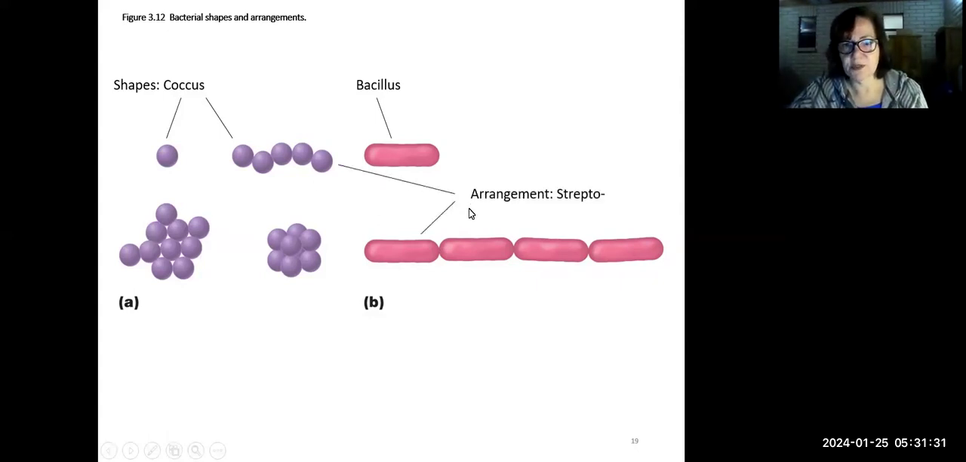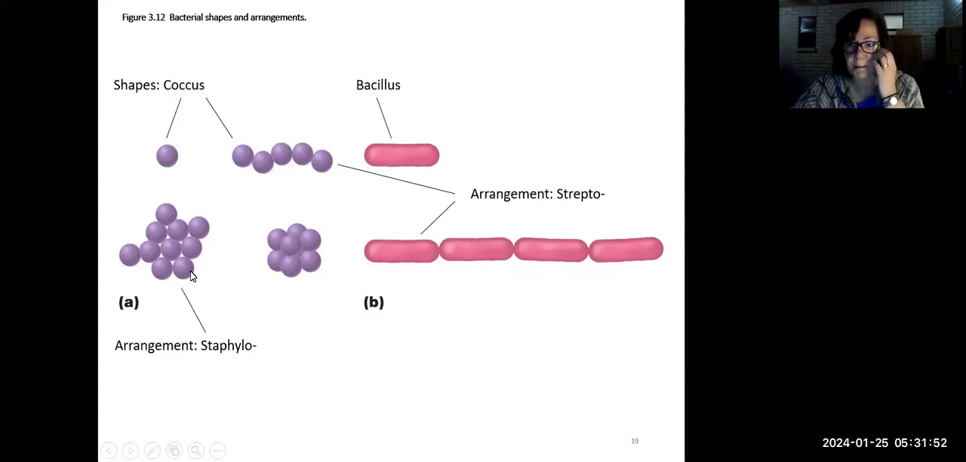So this arrangement, the first one, is strepto. So put the arrangement plus the shape of the cells. This would be a streptococcus, and this would be a streptobacillus. And then finally, here's the staphylo. So this would be a staphylococcus bacterium.